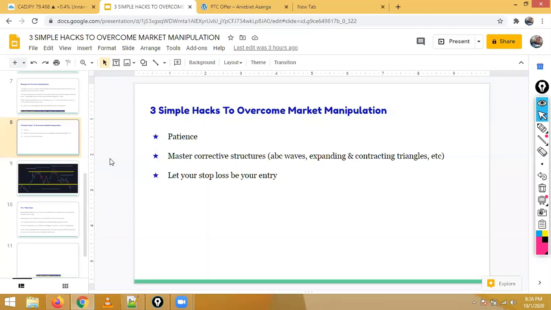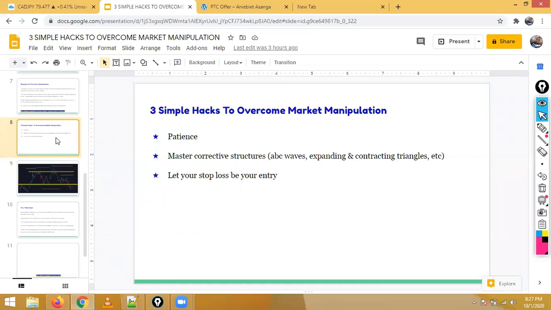For those of you who are always taking my signals, you will notice that my entries are always a bit far away from any key zones. I don't place my entry on the key zone. I take it a little bit higher away from the key zone. That's why I really love the harmonic patterns called the bat and crab, because the D point is always extended.